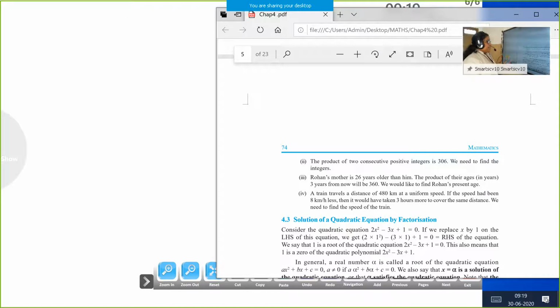The speed is decreased by 8 km per hour. Then the speed becomes x minus 8. Then it would have taken 3 hours more to cover the distance. That means the difference between the two times taken is 3 hours. We need to find the speed of the train.